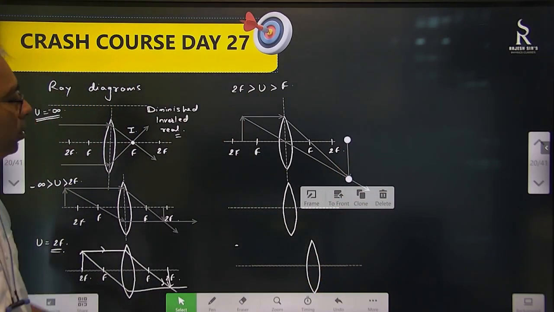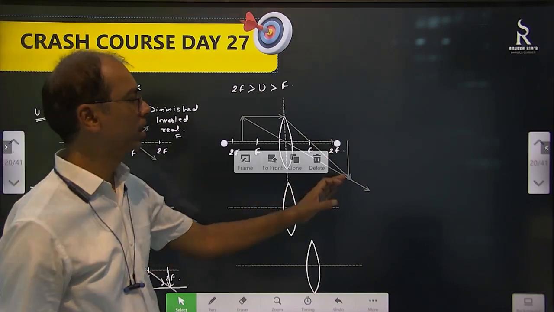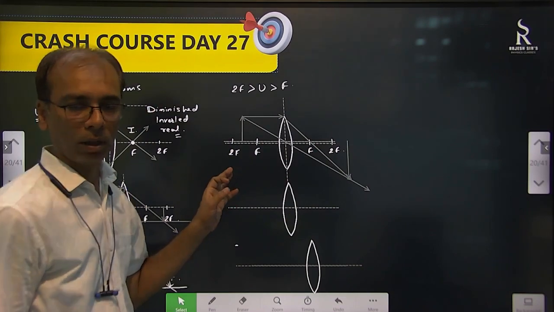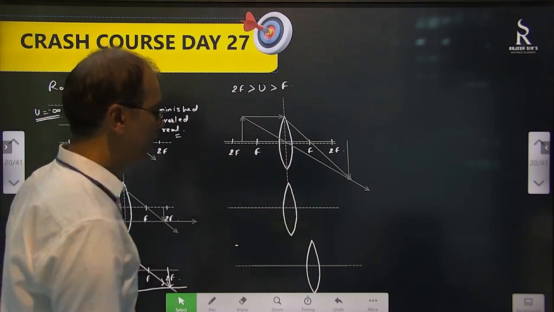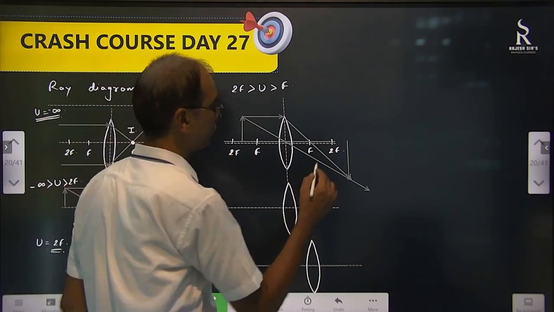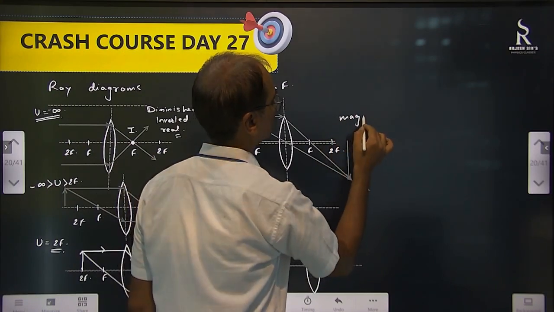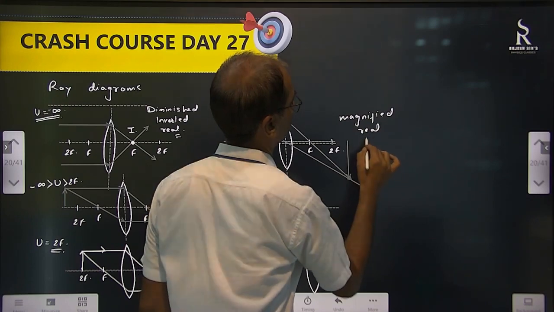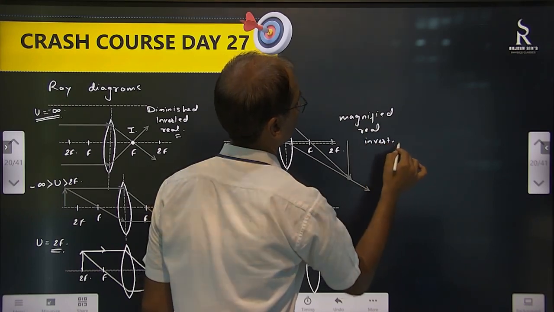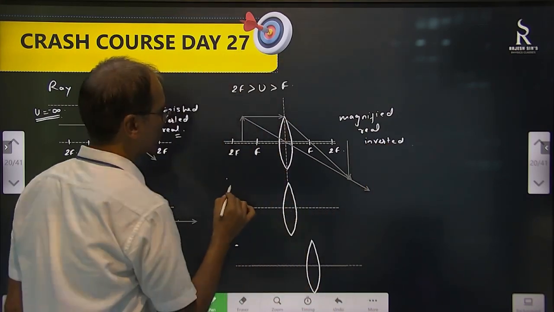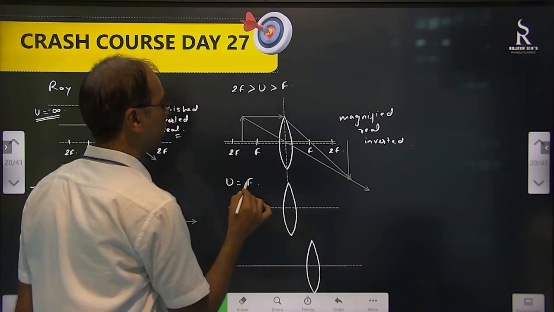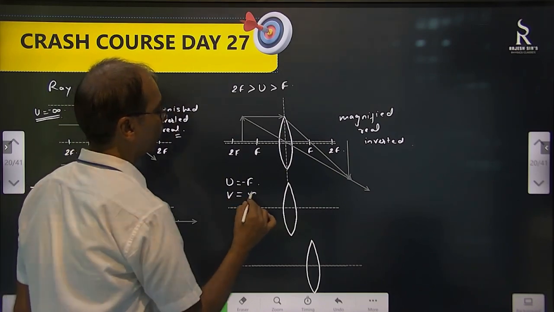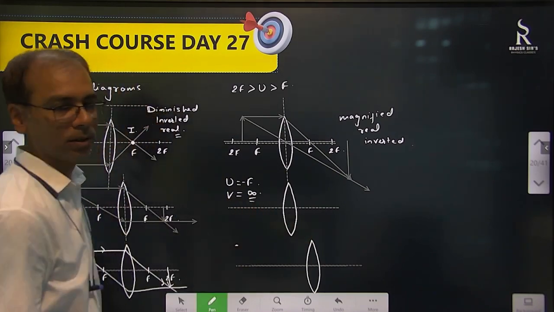Okay, so what can we say about this image? We can say that this image is bigger as compared to the object and inverted. Okay. Magnified image, real, inverted. Now what is the next point? The next point is F. Now when the object is kept at F, the image will go at infinity. We know that, so I am not making this at least.